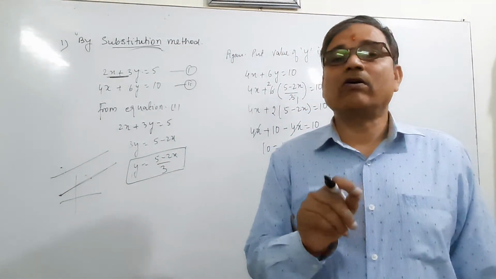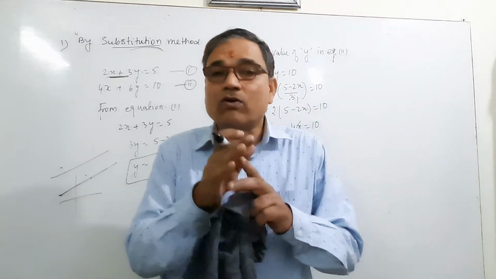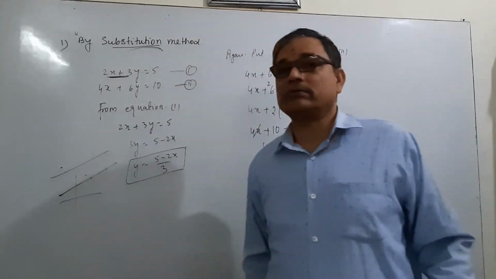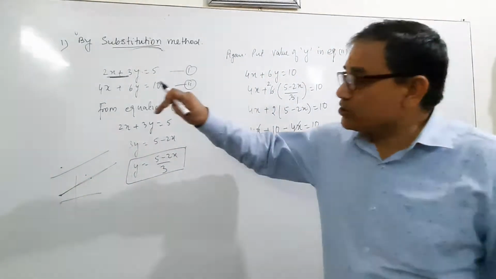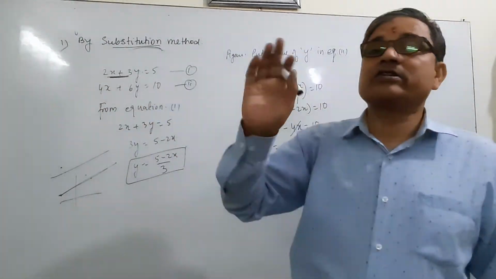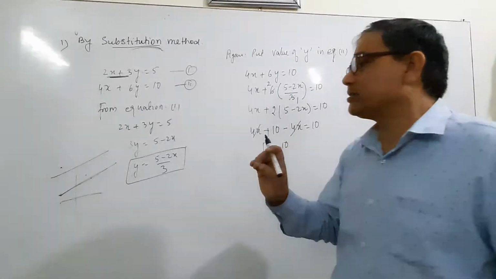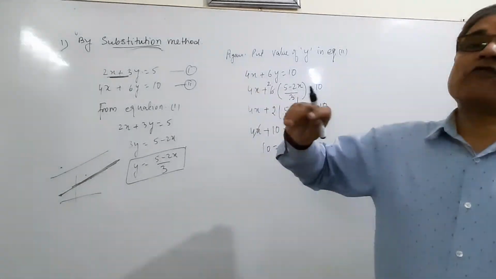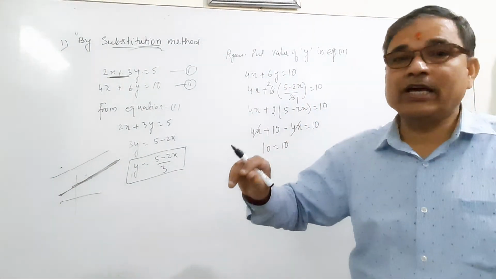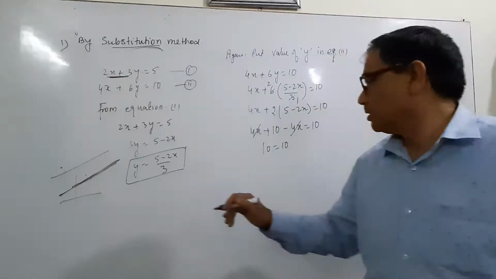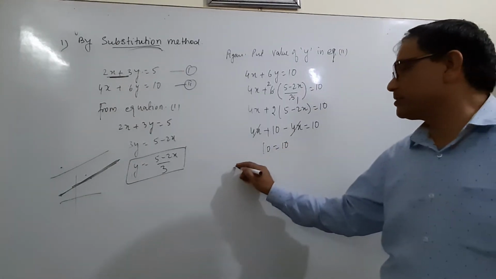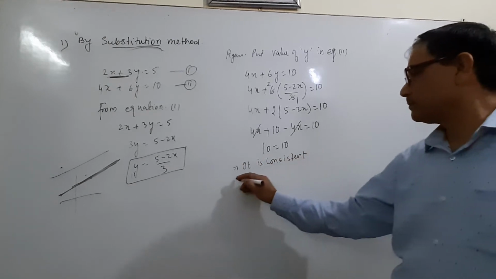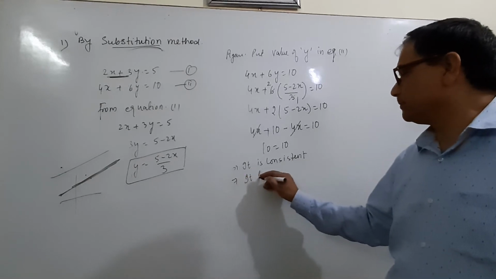All the points which lie on the line, because they are coincident to each other, covered to each other. Therefore, it has many solutions. And those points which do not lie on this line will not satisfy. The infinite number of points lie on the line, therefore it has many solutions. When LHS is equal to RHS, then it is consistent. It has many solutions.